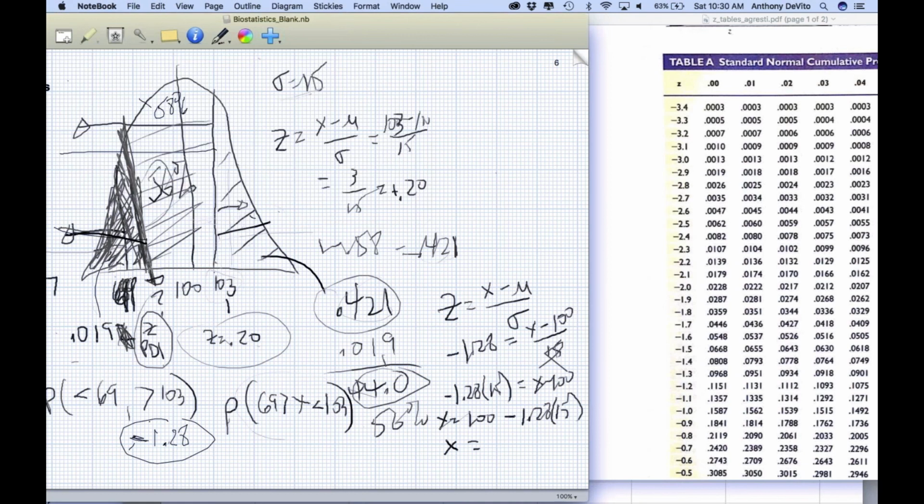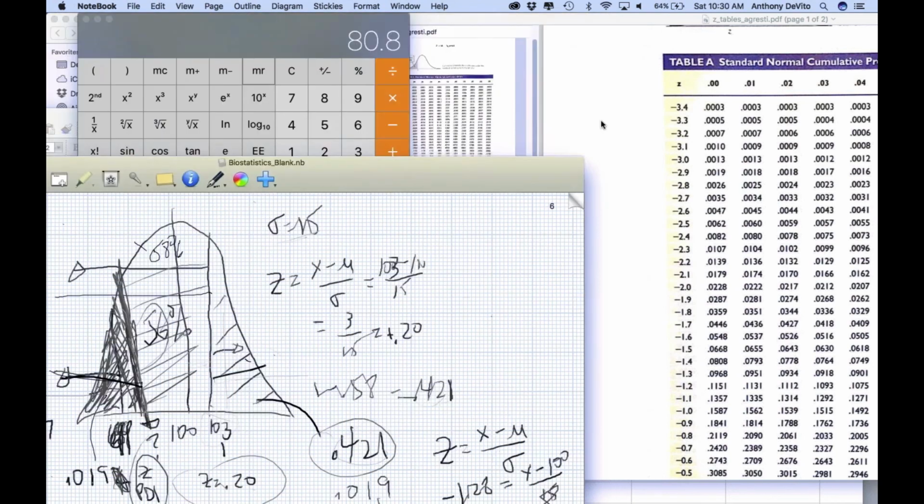So if a child has a score that's lower than 80.8, he's in the lowest 10%. Okay, where is the 0.8? I missed that. Did I do something wrong here? Where's your mean on the table? 0.8?